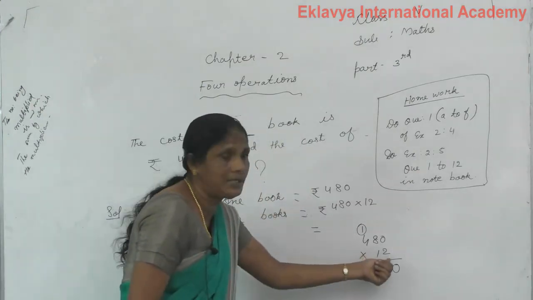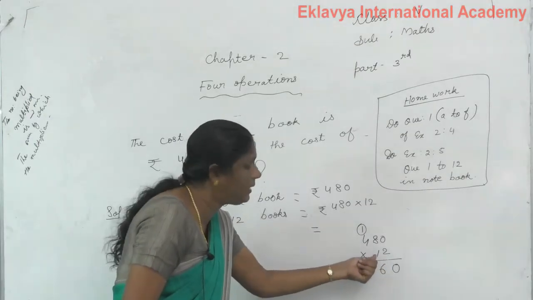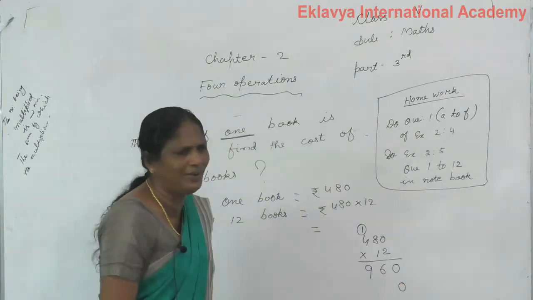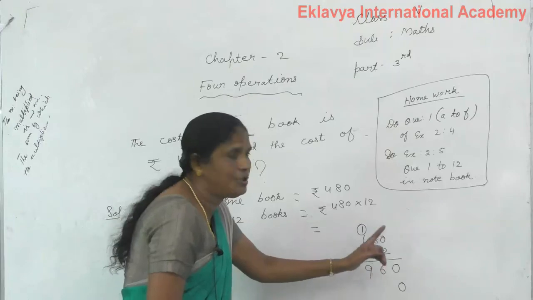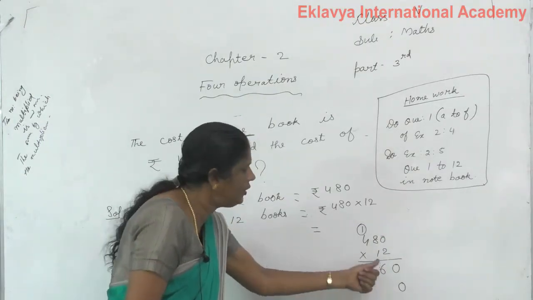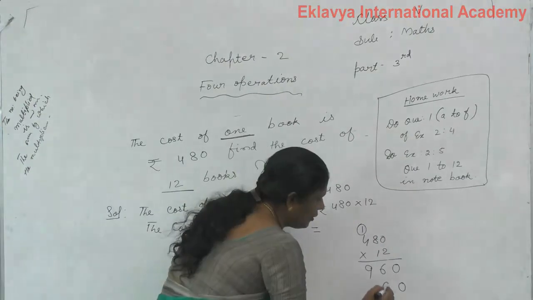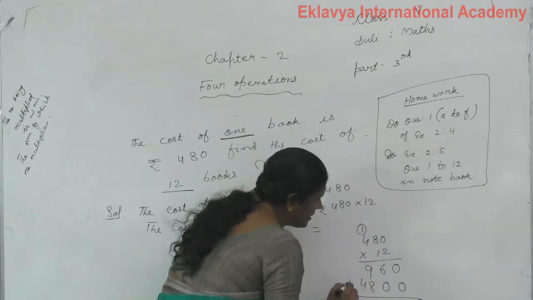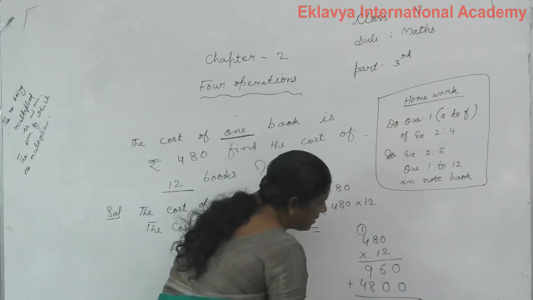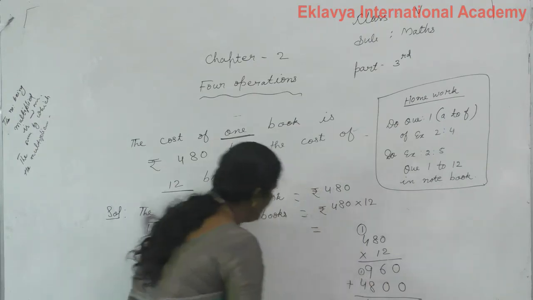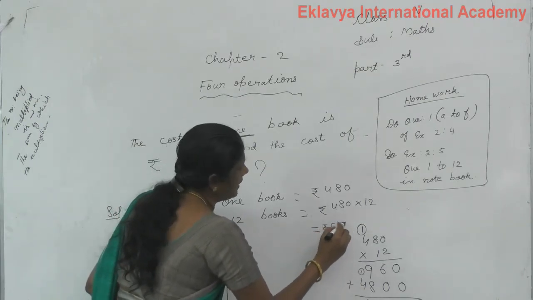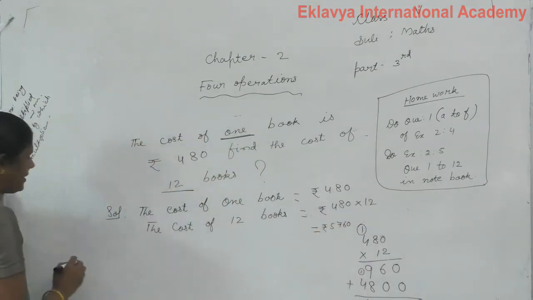Then one's place is done. Then we take tens place. First you put a 0 in one's place. Don't put a cross. You put a 0 in one's place. Then you start: 1 times 0 is 0, 1 eight is 8, 1 four is 4. Then you add this number: 0, 6, 17. Then carrying 1, then 5. Then what is our answer? Rupees 5,760.